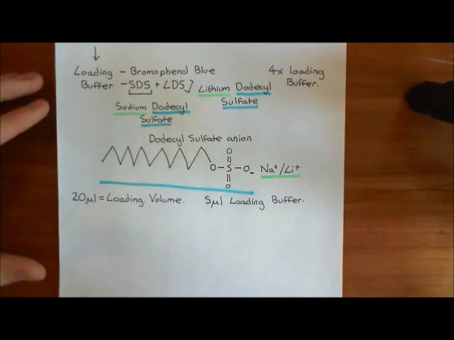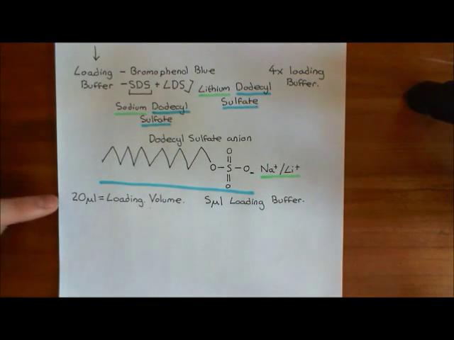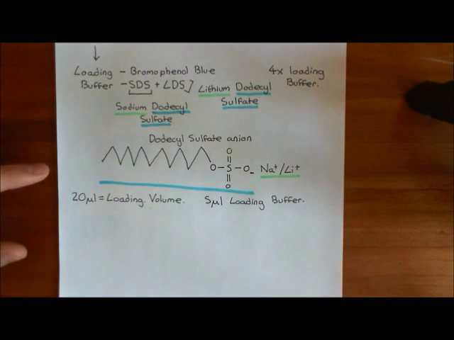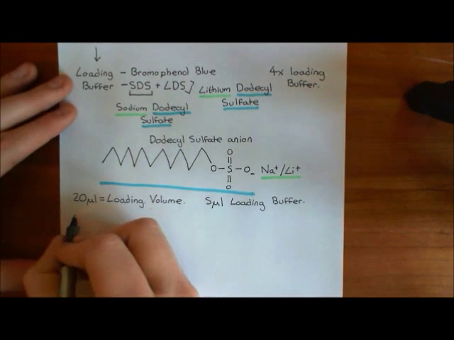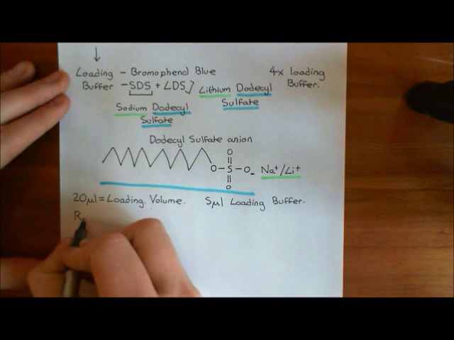We'll do that last. There's one more thing that we're going to need in our samples that we're going to load onto the polyacrylamide gel. Okay, and this is what's known as a reducing agent. Okay, and we'll come back to the function of this in a moment.